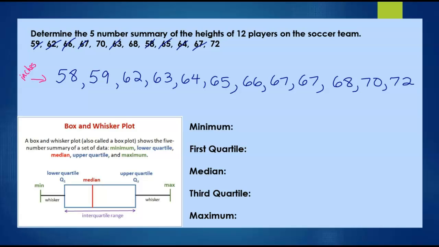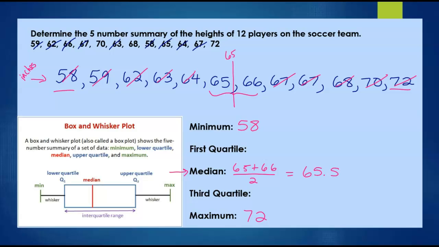All right, I always start with my minimum, so 58, and my maximum, so 72 inches and 58 inches. All right, now to find the median, the middle number. So I'm going to cross them off. And it becomes a tie between 65 and 66. So I'm going to find the average of them. 65 plus 66, all divided by 2 is 65.5. And that makes sense because that's our middle number here.